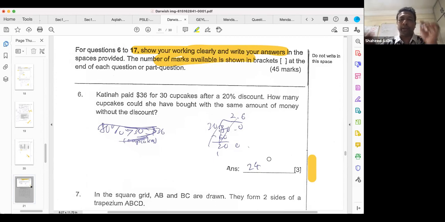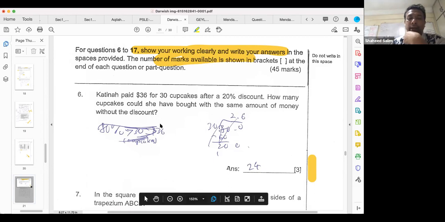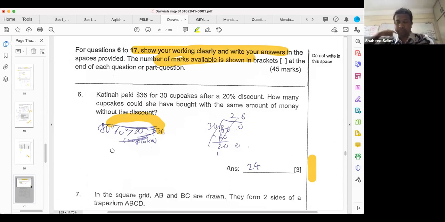Okay, let's say there's no 20% discount. I'm going to lead you through. If there's no 20% discount, how much must she pay for the cupcakes? This one now is 80%. You're correct now. This one here is 80%. So what is 100%? Can you find out what's 100%?